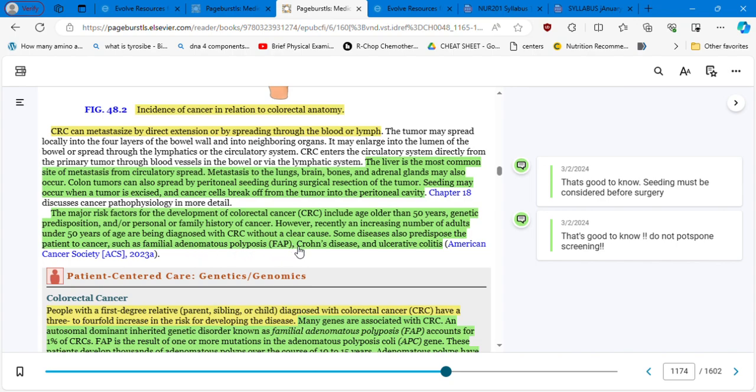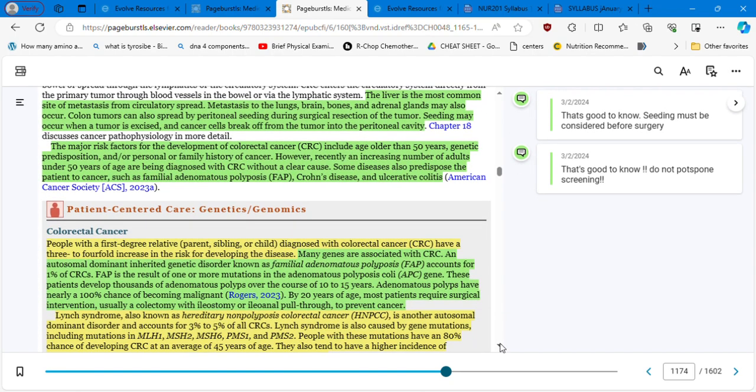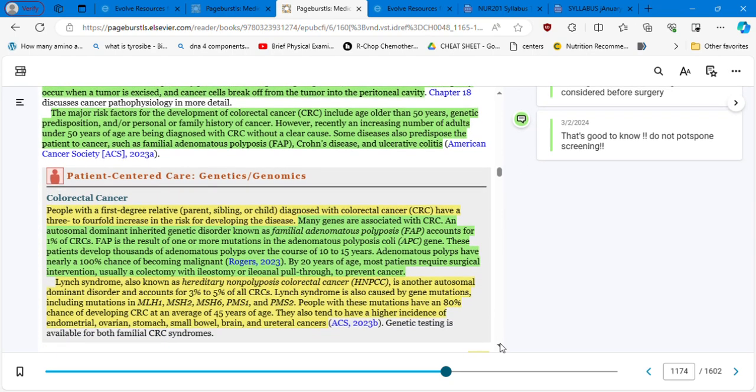Some diseases also predispose the patient to cancer, such as familial adenomatous polyposis, the one we saw in the video, Crohn's disease, ulcerative colitis, and Lynch syndrome. That's good to know. Don't postpone screening, especially if you or anybody in your family had colon cancer. You need to start your screening earlier.